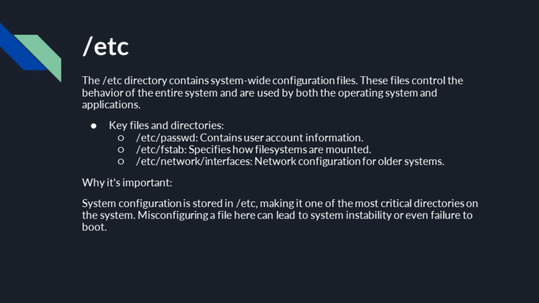/etc. The /etc directory contains system-wide configuration files. These files control the behavior of the entire system and are used by both the operating system and applications. Key files and directories: /etc/passwd contains user account information. /etc/fstab specifies how file systems are mounted. /etc/network/interfaces is the network configuration for older systems.